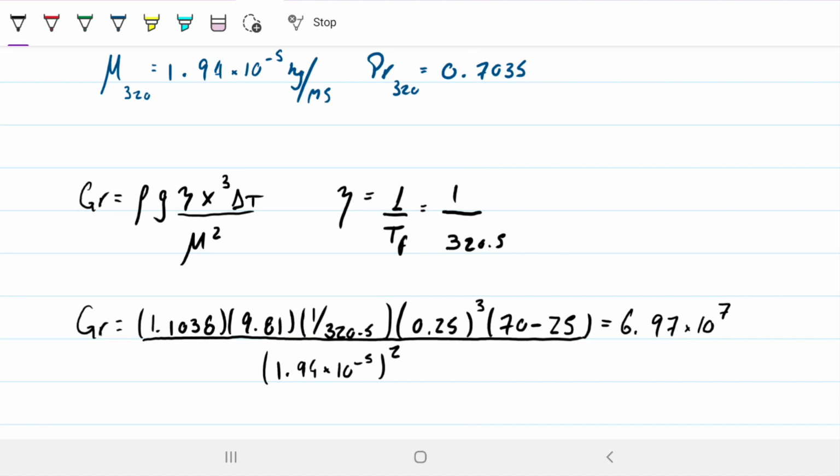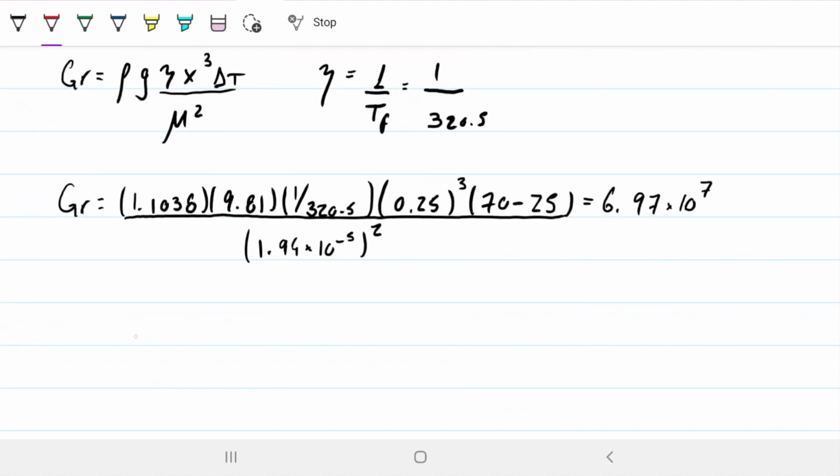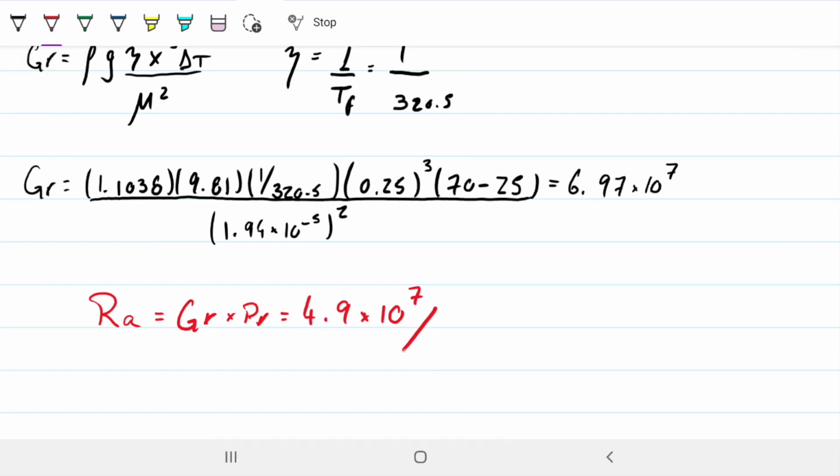Great. So if I have these two values, Prandtl and Grashof, then the Rayleigh number becomes trivial. It's just a multiplication of the two. And I get 4.9 times 10 to the 7th. Okay, so what do we need to do now? We need to go back to our table with this order of magnitude in mind, and figure out what is the C and the M in our Nusselt correlation.